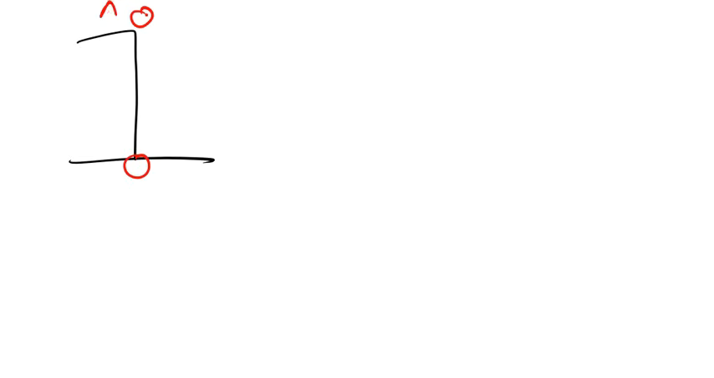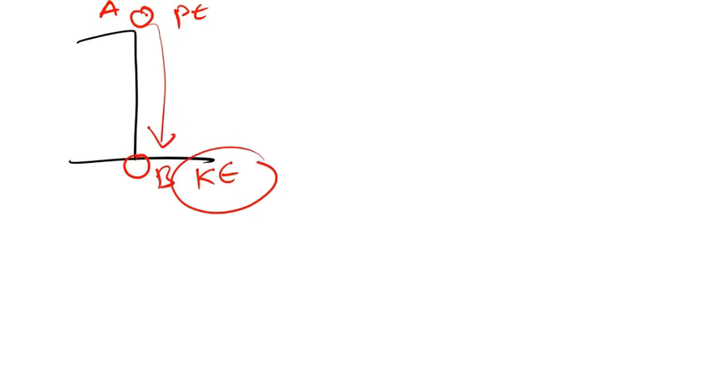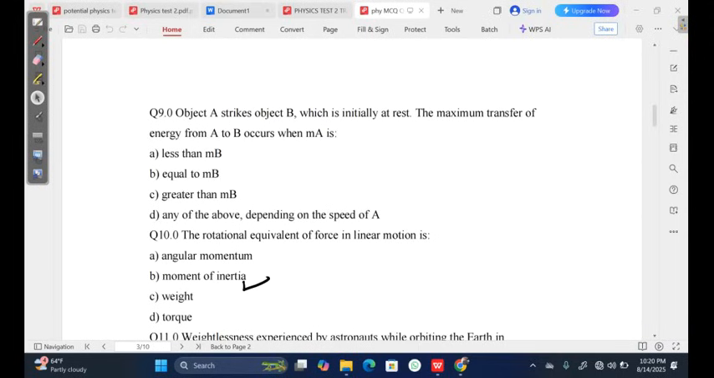Point A, point B. So the maximum point where you are going to have the transfer of energy, let's say at point A we have got potential energy. When we reach point B, all the energy that we have at point A will be converted to kinetic energy, meaning that the maximum transfer of energy that we are going to expect has to be at point B. From this explanation that I've given you, definitely I think we'll be able to see the answer.